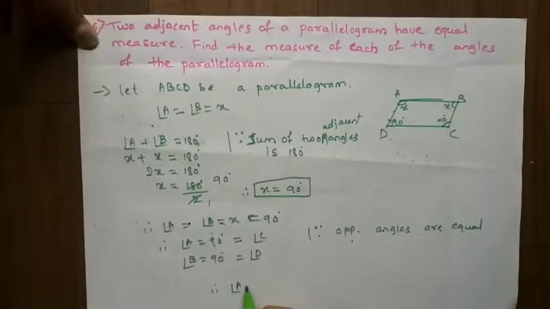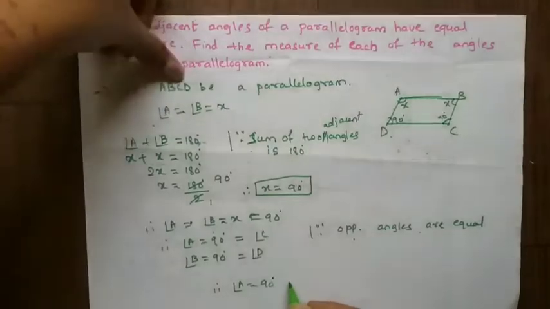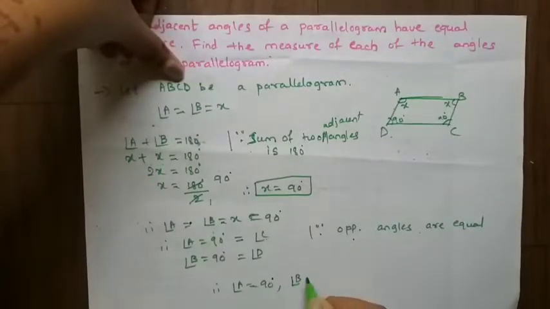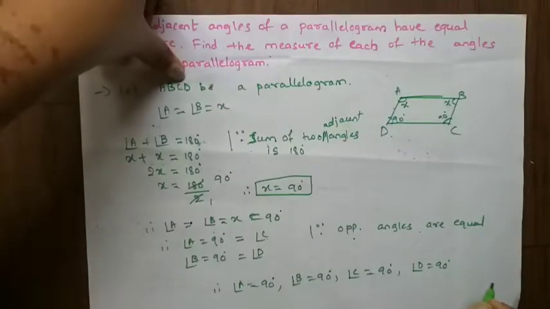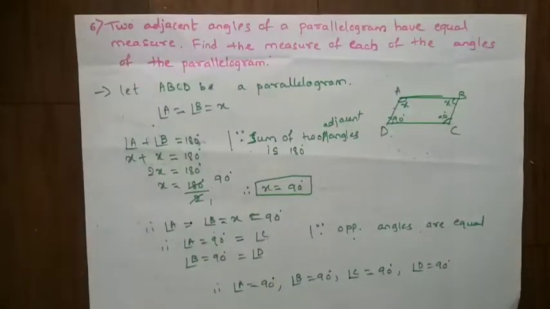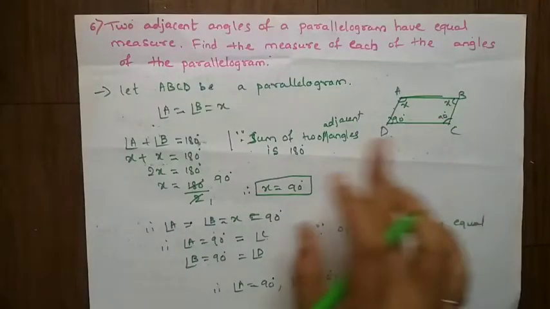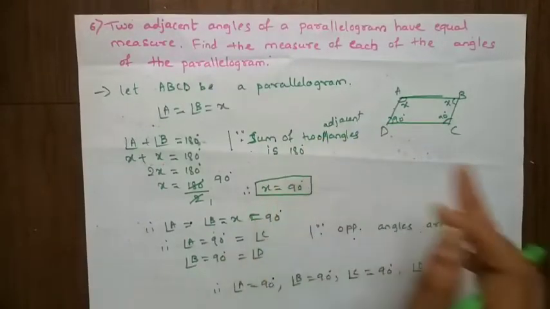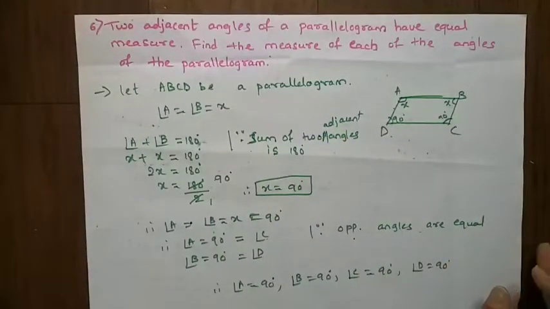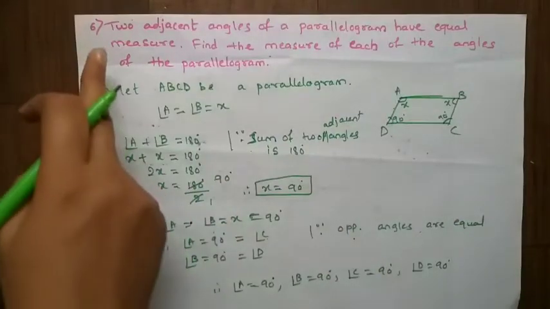Therefore, angle A is equal to 90 degrees, angle B is equal to 90 degrees, angle C is equal to 90 degrees, and angle D is equal to 90 degrees. Here all angles are equal to 90 degrees. So this is the solution. Here I am applying only one condition, that the sum of two adjacent angles of a parallelogram is 180 degrees, and one more condition, that opposite angles are equal. So this is the solution of the 6th question.